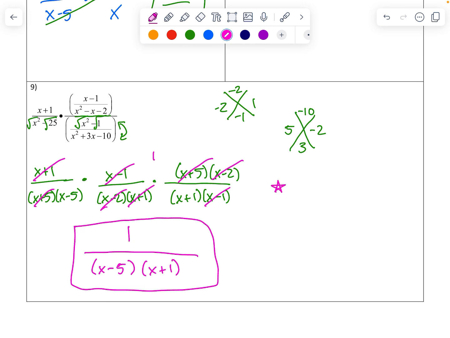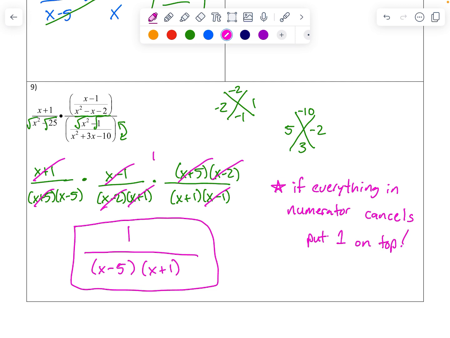So if you need to write yourself a note, if everything in the numerator or on top cancels out and turns into 1s, you're going to put a 1 on the top. So the stuff on the bottom can't just magically go on the top. There's going to be a 1 there, and the stuff in the denominator stays in the denominator.